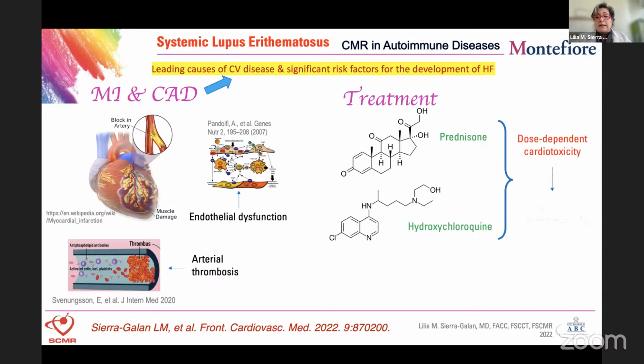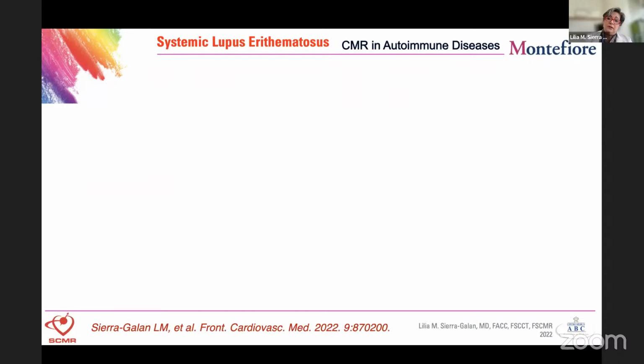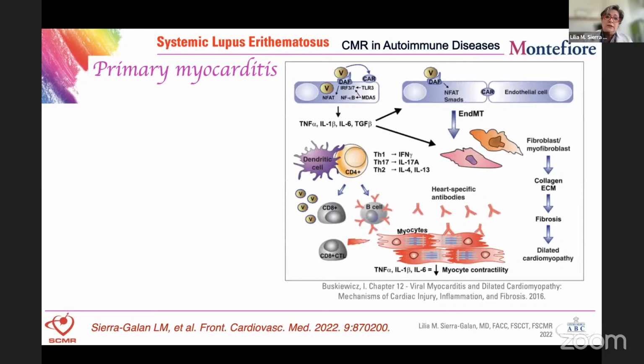The other one is the treatment. The treatment itself could cause cardiovascular disease in those patients, related to the use of prednisone and hydroxychloroquine. Their cardiotoxicity is dose dependent, and they produce restrictive cardiomyopathy. So in this spectrum, we already have different types of involvement of the heart.